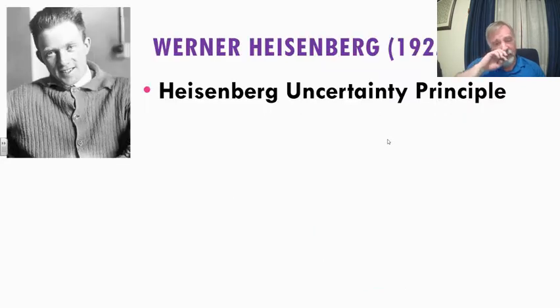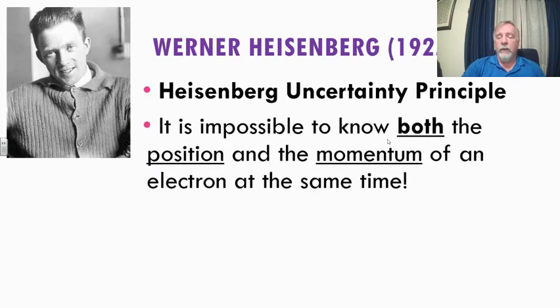Now, about the same time, Heisenberg was getting involved, and he came up with an incredibly important principle called the uncertainty principle. This is a big underpinning to most of quantum mechanics. His idea was that it was impossible to know both, big bold letters there, both the position and the momentum of an electron at the same time. If we know the position, we don't know the momentum. If we know the momentum, we don't know the position. So we can't know both.